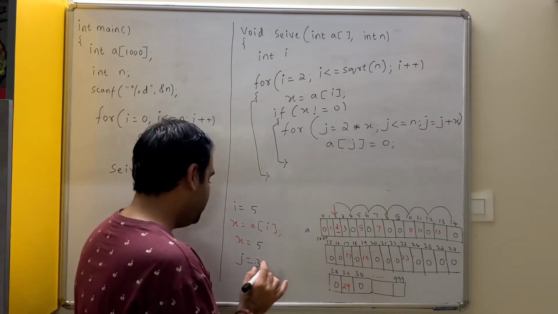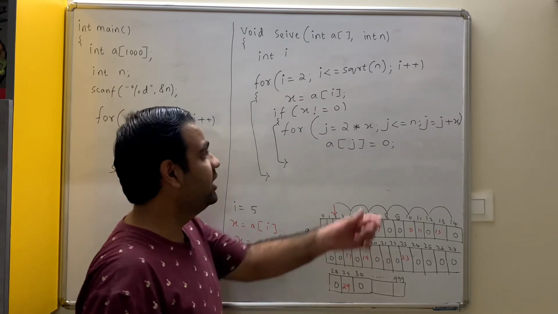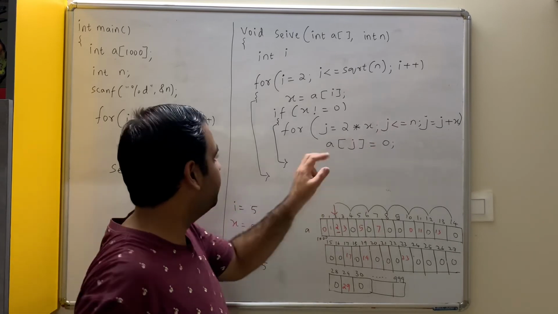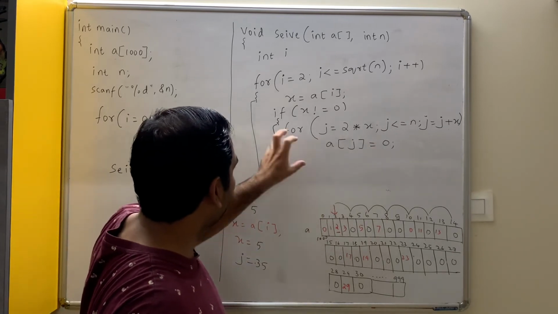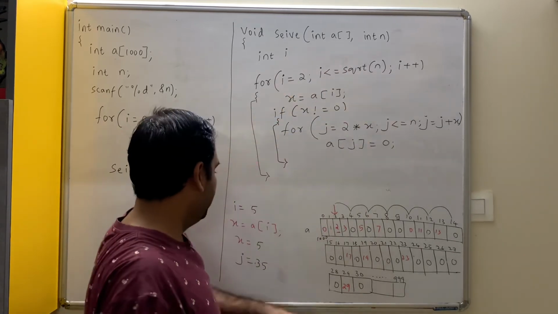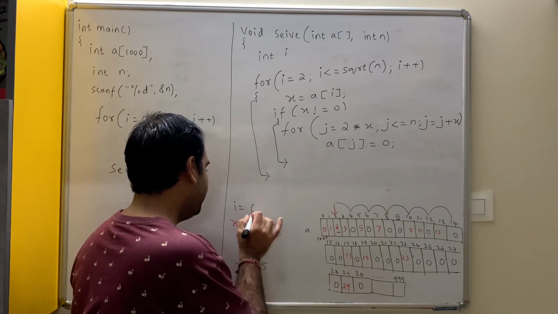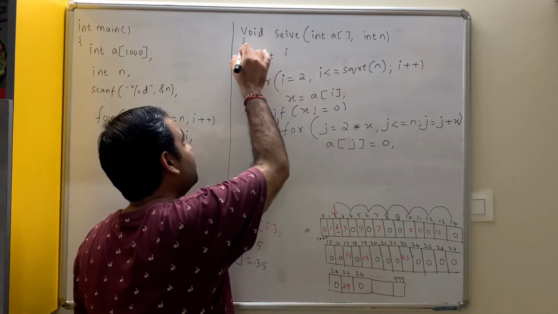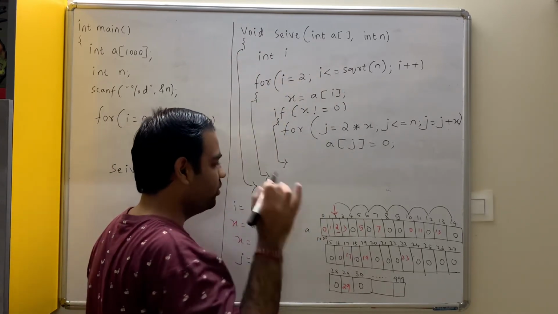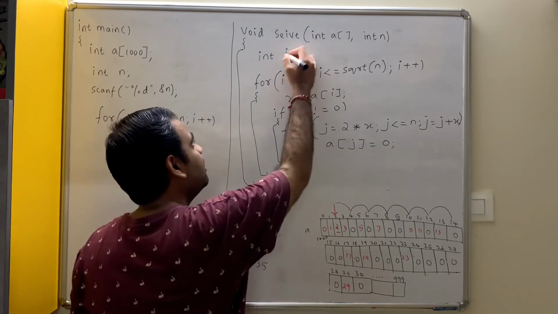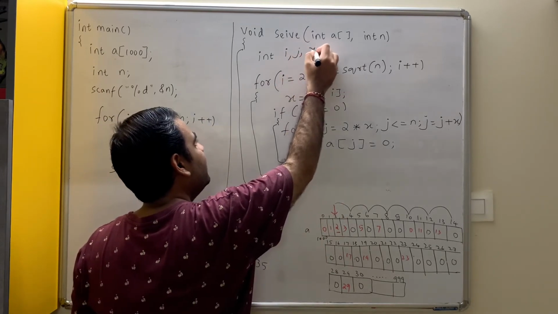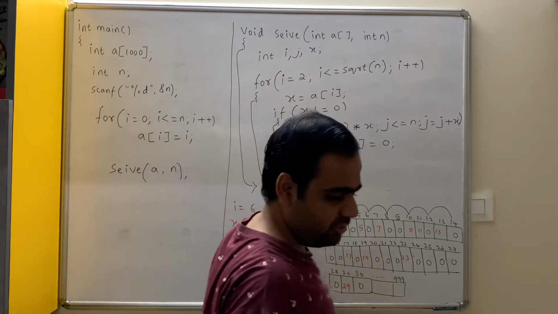j is j plus x. 30 plus 5 is 35. 35 less than or equal to 30 is false. You come out of this for loop. Right. Again, you say i plus plus. The value of i becomes 6. 6 less than or equal to 5 is false. You come out. The closing bracket of the function is taken as return, and it releases the variables that I have declared.